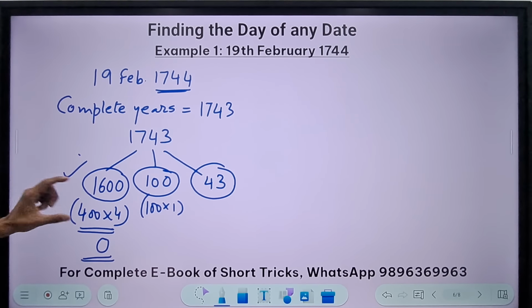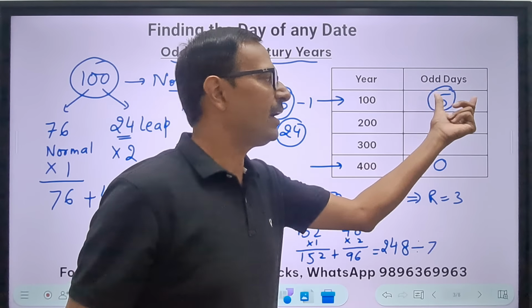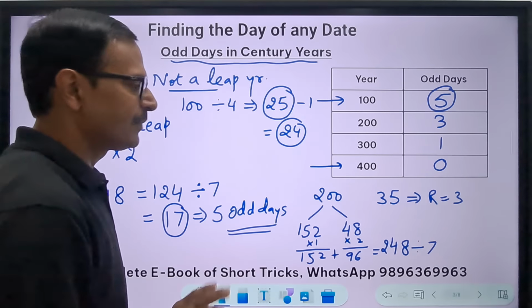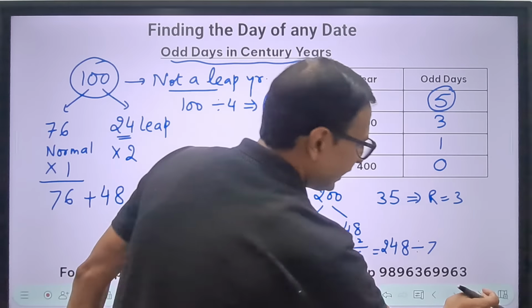Now the century years, 100 years. For that, we'll go back to this slide where we have written 100 years has 5 odd days. So you should remember that every 100 years will only have 5 odd days. So we will write on this slide 5 odd days. So these are the 2 concepts which we have done earlier, and we found out how many odd days are there in 1600 years and then 100 years.